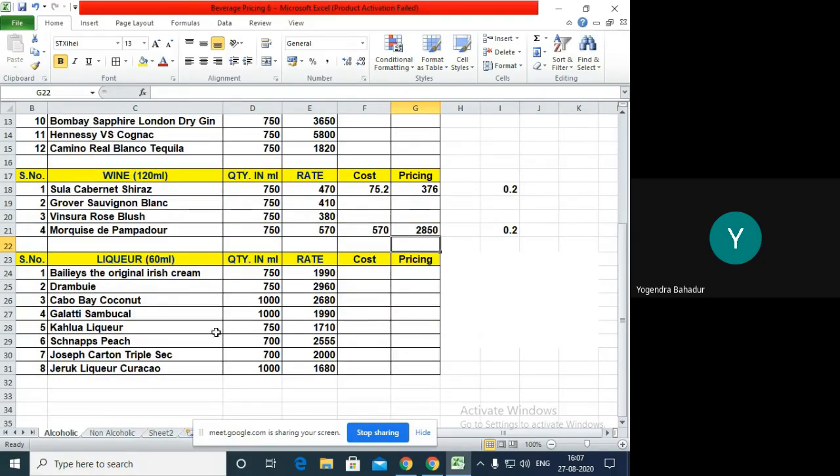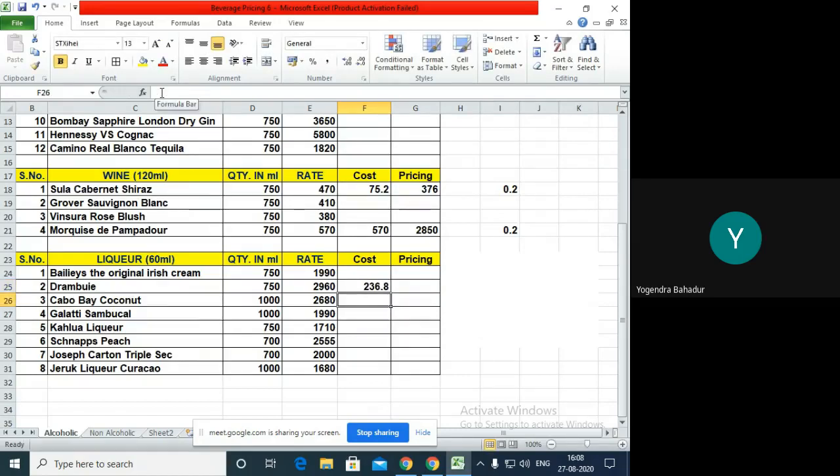So moving to the liquor, the second liquor is called Drambuie. Drambuie is a kind of liquor which has an alcoholic base of whiskey, and it has the flavor of honey and, as usual, herbs. First of all, we need to find out the cost per glass of Drambuie. So it is equal to 2960 divided by 750 into 60.